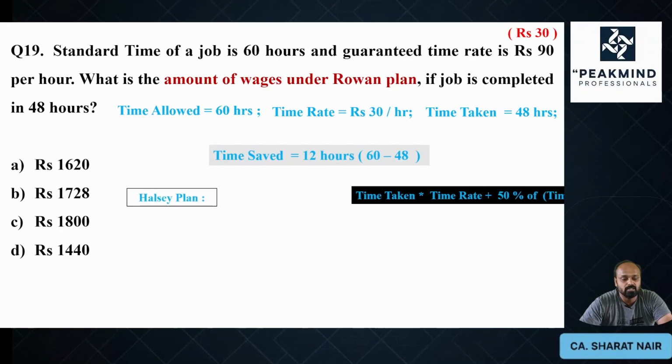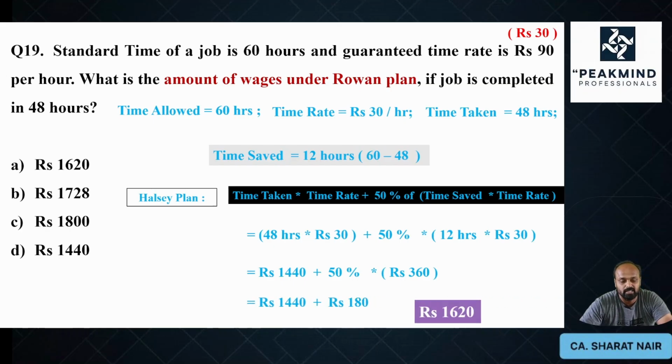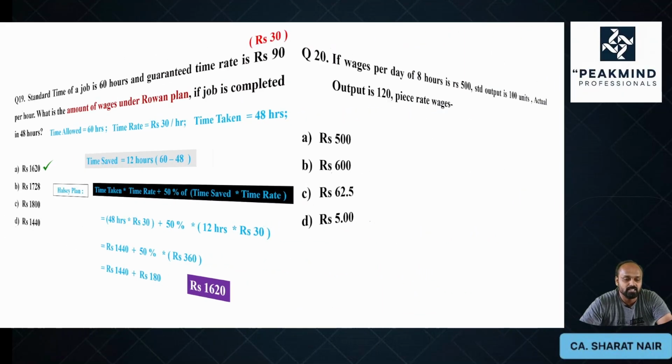So substituting on the Halsey plan: time taken into time rate plus 50% of time saved into time rate, which is 48 hours into 30 plus 50% of 12 into 30. Further simplifying it, I will get 1440 plus 180. It will be rupees 1620. This is your option number A. Moving to the next question.